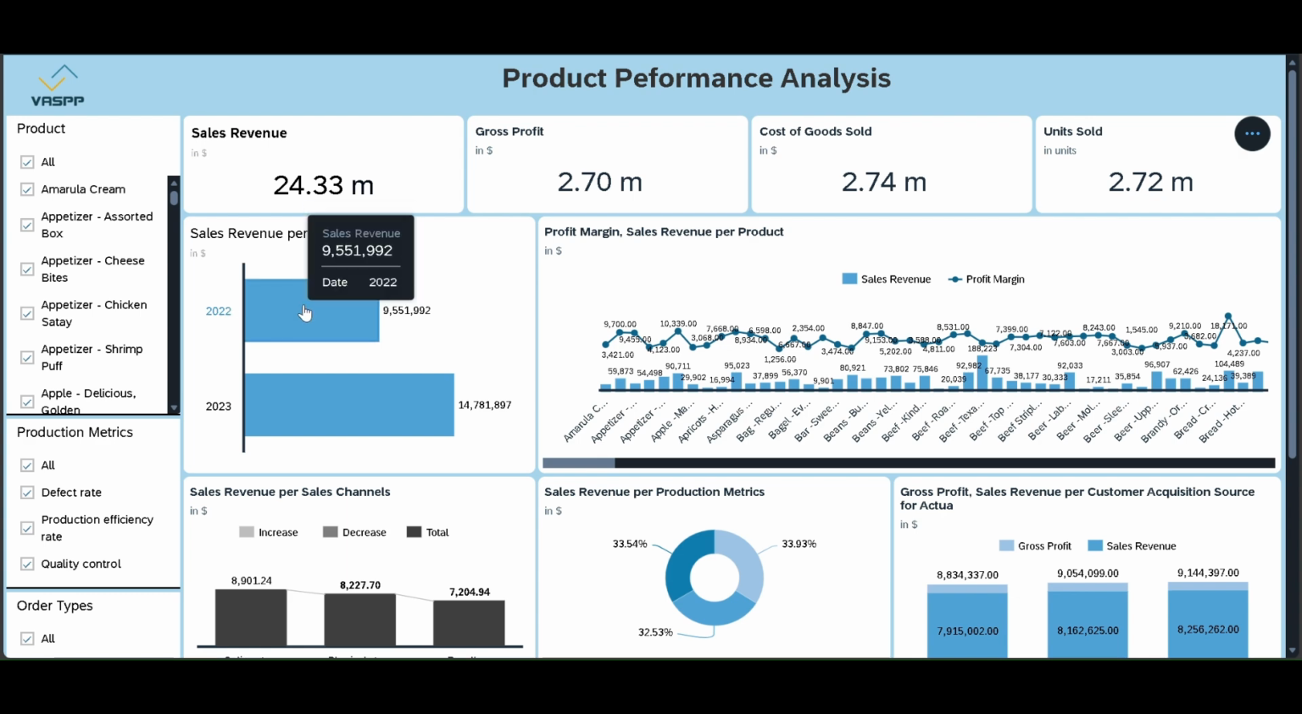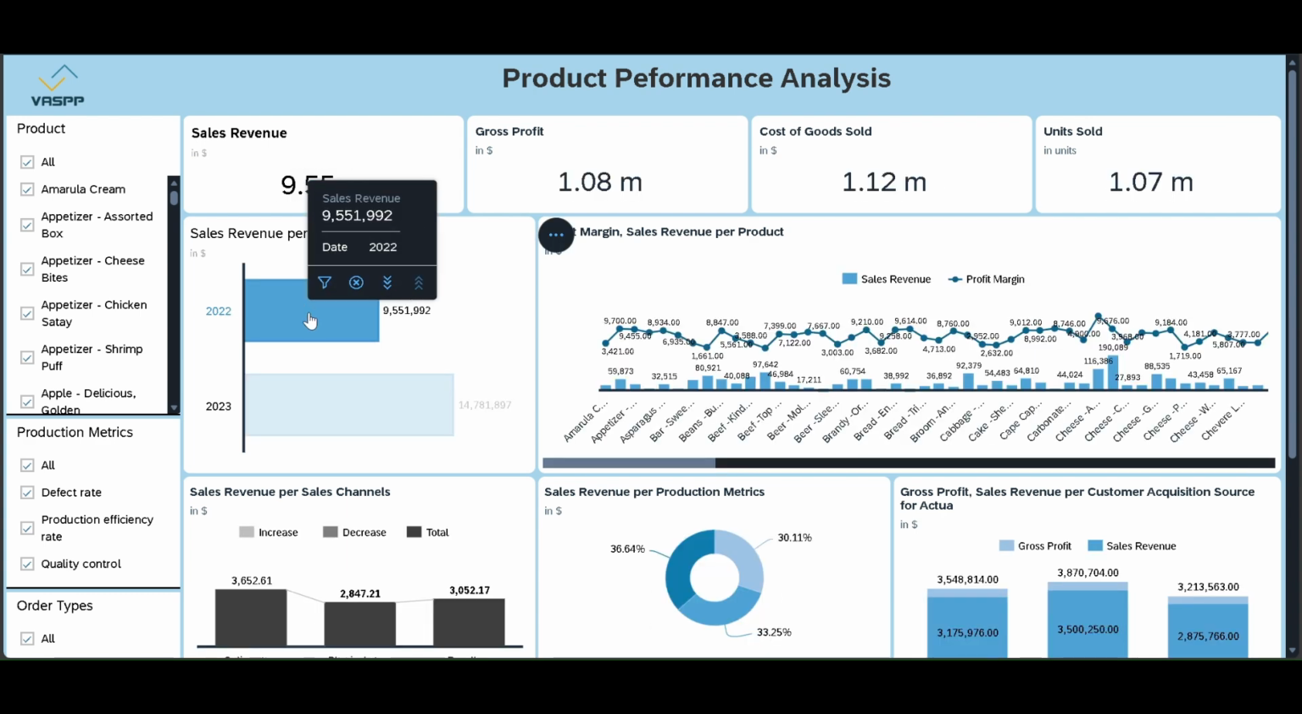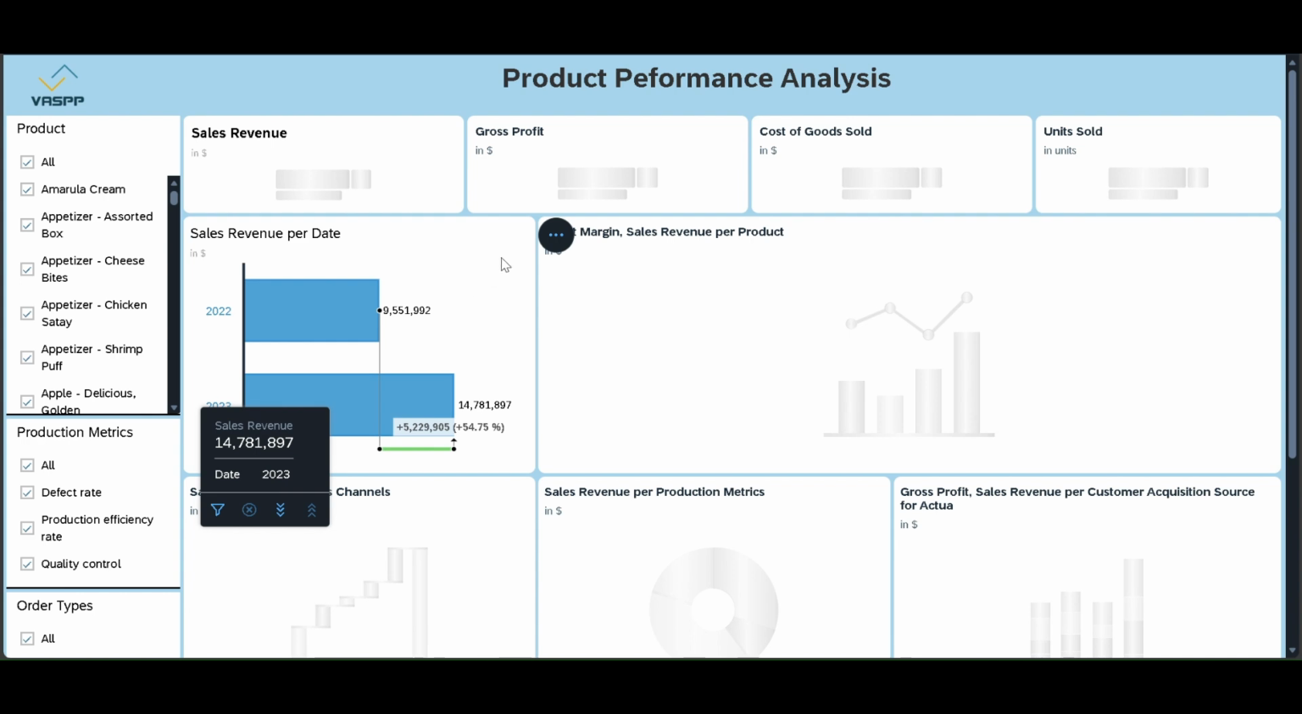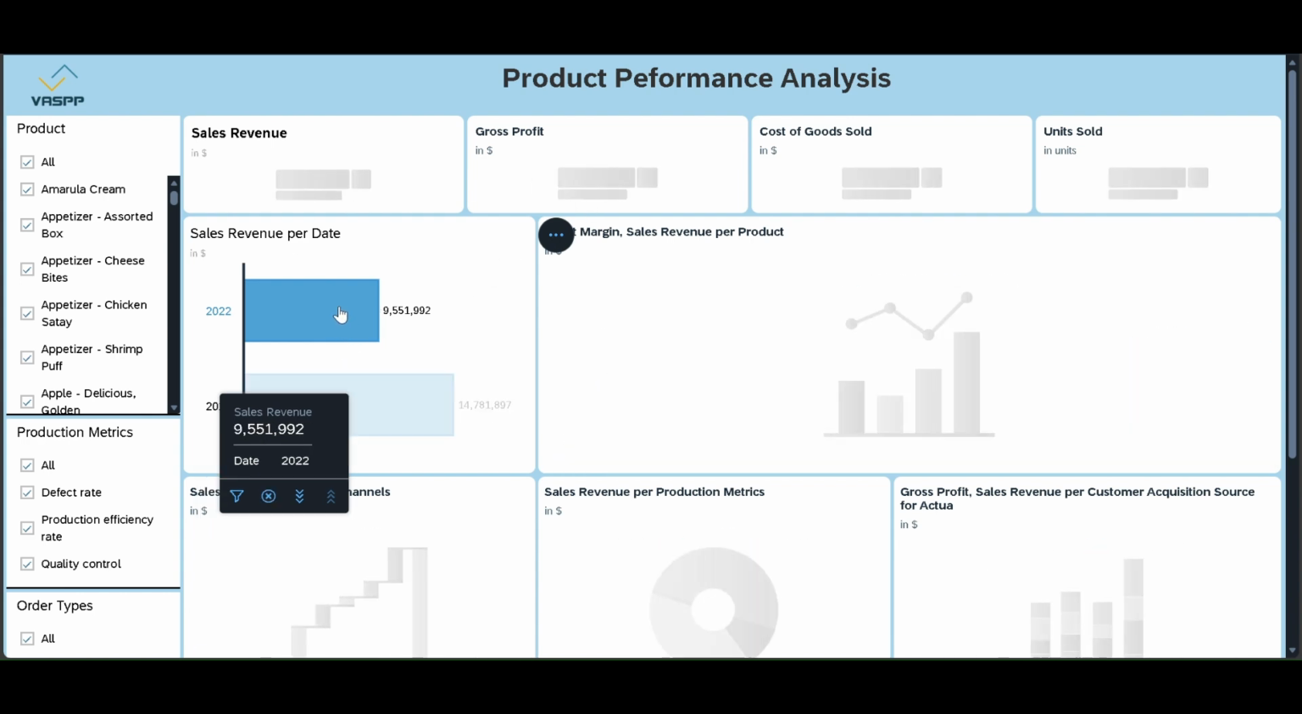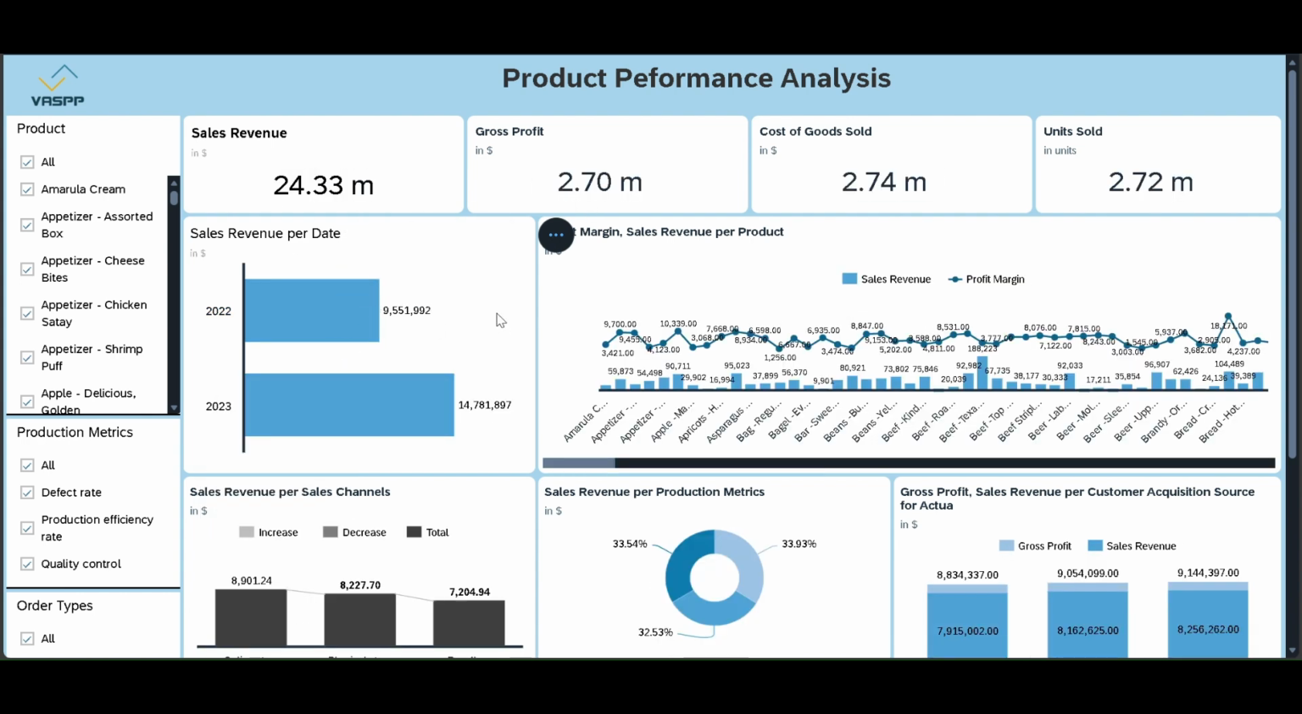With linked analysis, selecting a product, channel, or production metric instantly reshapes all visuals, allowing leaders to isolate performance patterns with one click. This is one of the most powerful insights on the page.